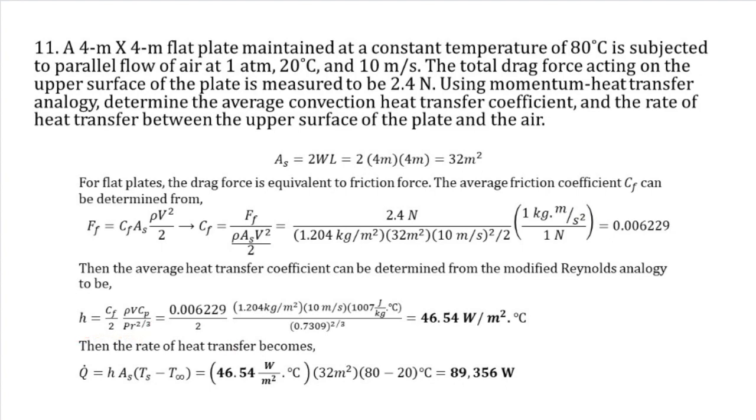Then the average heat transfer coefficient can be determined from the modified Reynolds analogy to be this equation. We have h equal to the friction coefficient over 2 times the density times velocity and the specific heat over the Prandtl number raised to 2/3. So substitute the given numbers, calculate it using your calculator, and we're going to have this answer: 46.54 watts per meter squared degrees Celsius.